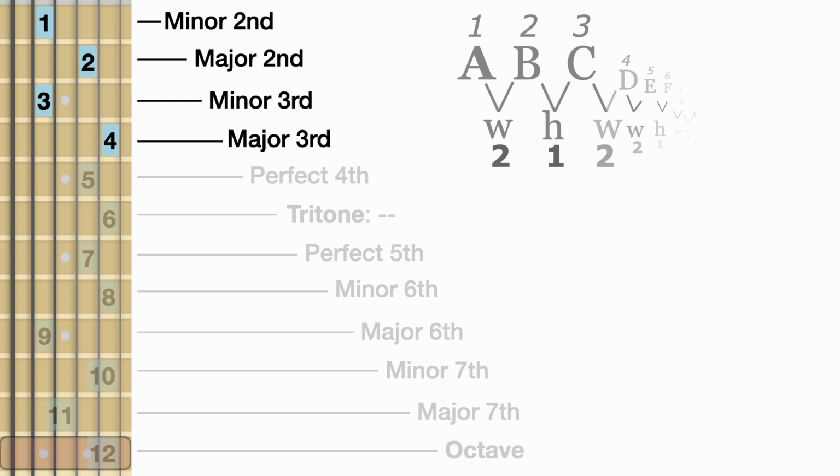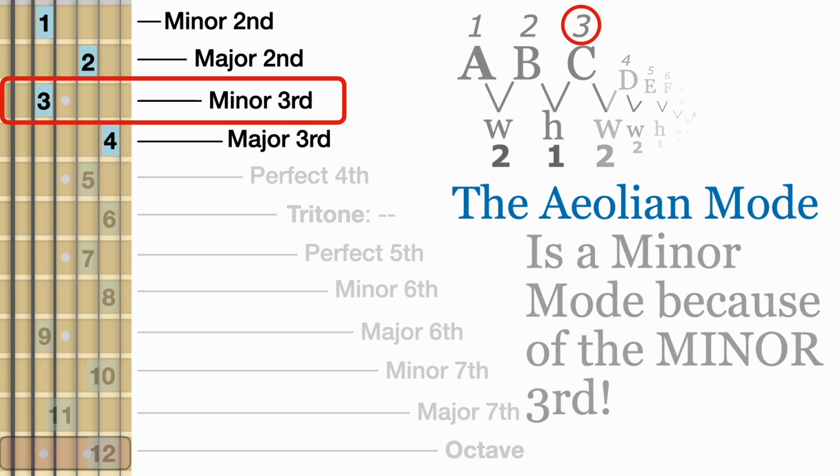That's it. Now let's take a really quick peek at the minor once more, just to reiterate the concept. Here, again, we are still looking at the third. In this case, it's the C, but that's irrelevant. What's very important is that when we go from the first to the second, we have a whole step, which is 2 frets. And then when we go from the second to the third, we have a half step, which is 1 fret, meaning to get from A to C, or from the first to the third, we've moved up 3 frets. And as we know, 3 frets is a minor third. Therefore, the Aeolian mode is a minor mode because of the minor third. It's that simple. That's it.